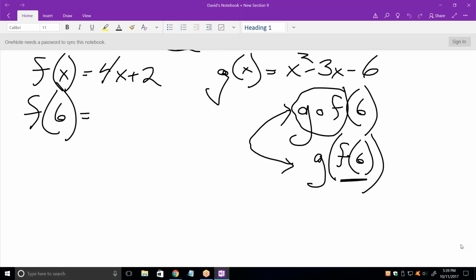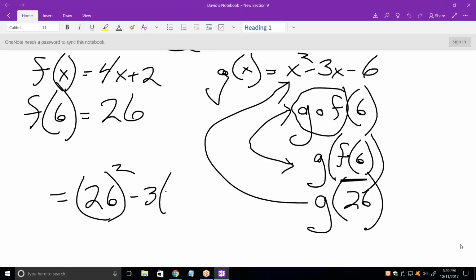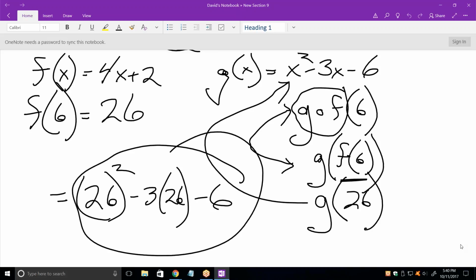Okay. That makes sense. Then you'd have 4 times 6 plus 2. It's 26. So what they're really saying is what is G of 26? Now, plug that into the G function. Okay, so we'd get 26 in parentheses squared minus 3 times 26, minus 6. And whatever that number is, is the answer.